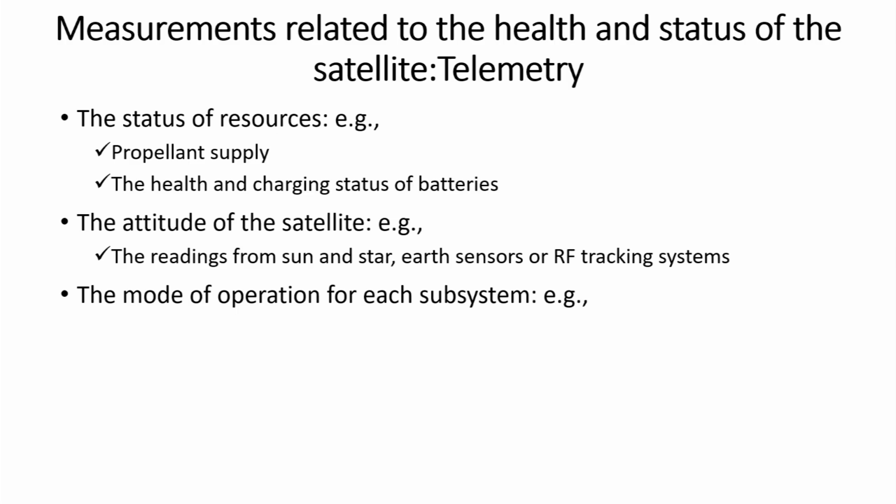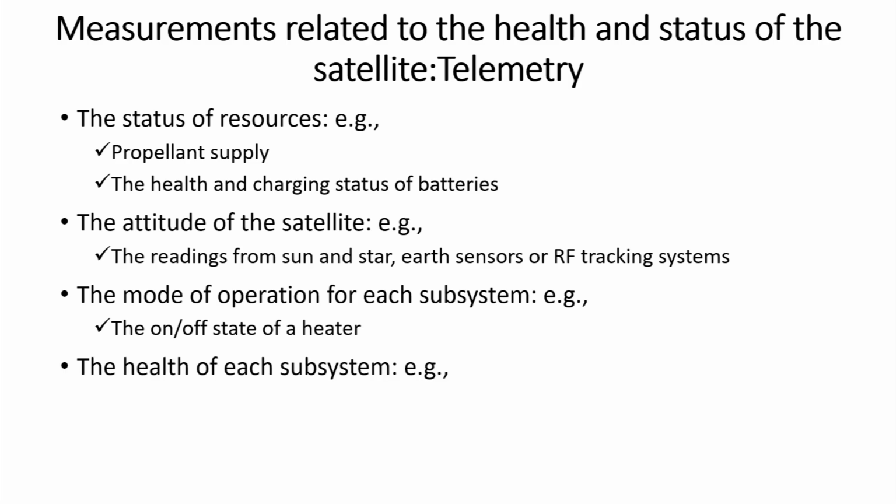Then the mode of operation of each subsystem. For example, heaters are used as an active thermal control system. The heaters are switched on when the temperature goes below the specified temperature. So, it will be able to tell which state the heater is in, whether it is in the on state or the off state.